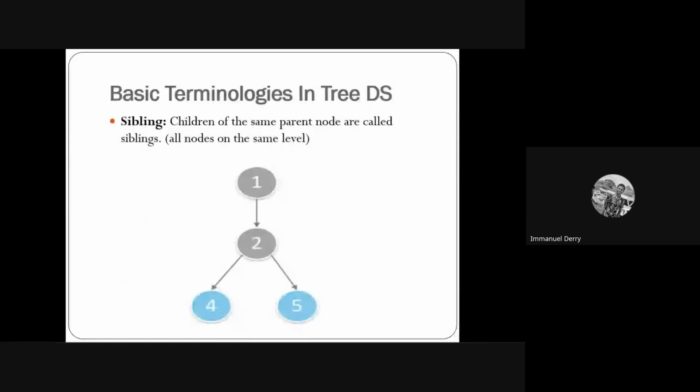And also we have what we call a sibling. Siblings are children of the same parent node. Children of the same parent node we call the siblings. So for instance, if you take this 2 as a parent, then the siblings happen to be 4 and 5.